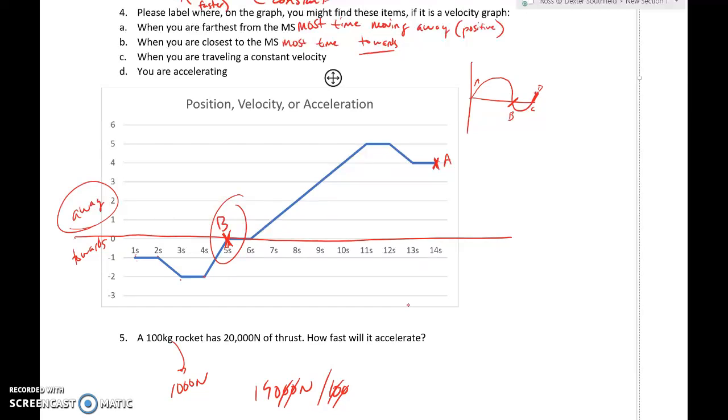When you are traveling at a constant velocity, that would be any flat line. So that would be here, here, here, here, and here. That is when your velocity is constant. You are going to accelerate anytime your velocity changes, so that would be anytime the line goes up or down. So here you are decelerating, accelerating, decelerating, accelerating, decelerating. So anytime the line goes up or down, you would be accelerating.